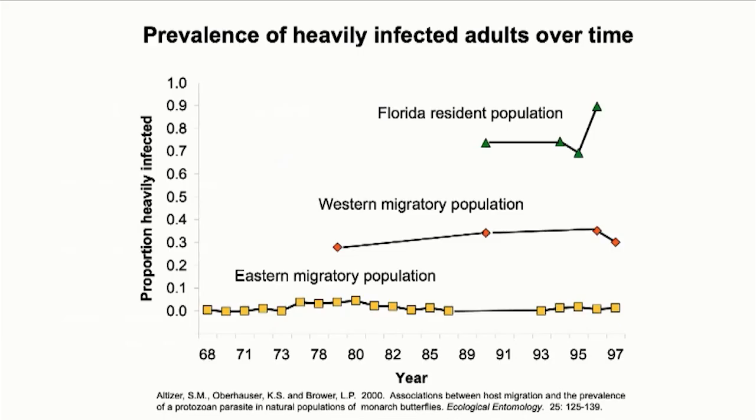And some of Sonia's seminal work was back in the 2000s, where she had examined infection rates over the years for the eastern migratory population, Western migratory population, and Florida resident population. And so in the southern tip of Florida, there are some monarchs that don't migrate. And those tend to have really high infection rates compared to the other migratory populations.